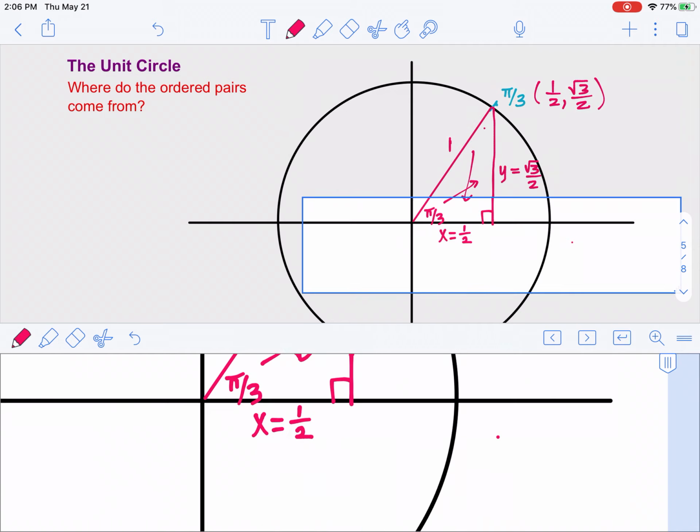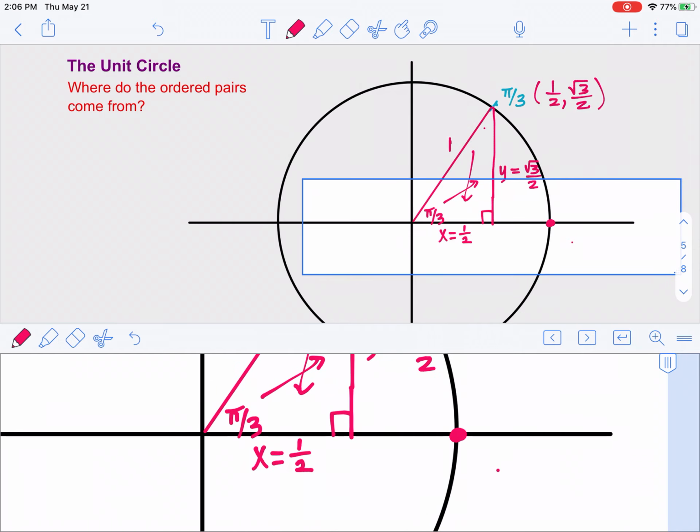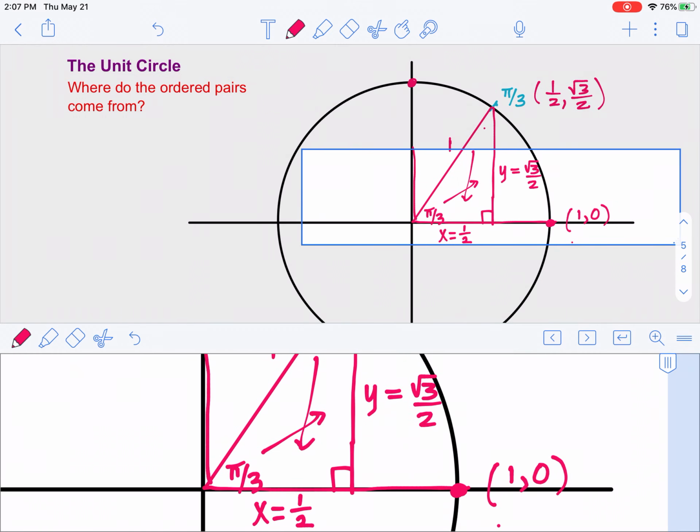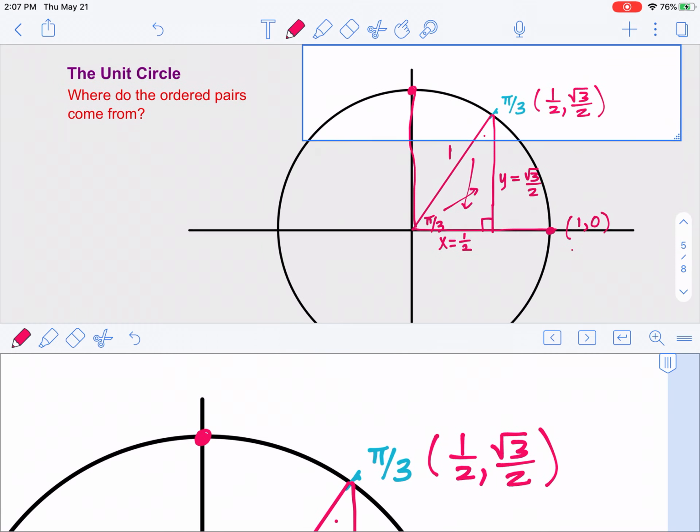Okay. Also in the first quadrant, right here, obviously if this is the unit circle, this distance is 1, so I'm 1 on the x, 0 on the y. And similarly up here, if this is going to be a radius, this has to be a radius of length 1. It's only going up vertically, it's not going side to side at all. And so that's why that's the ordered pair 0, 1.